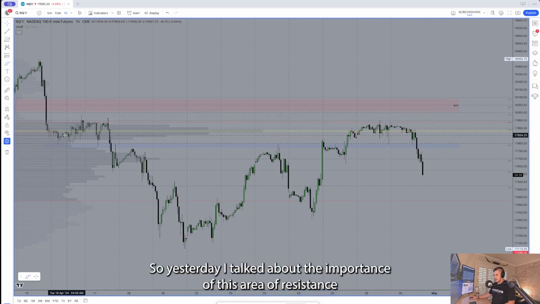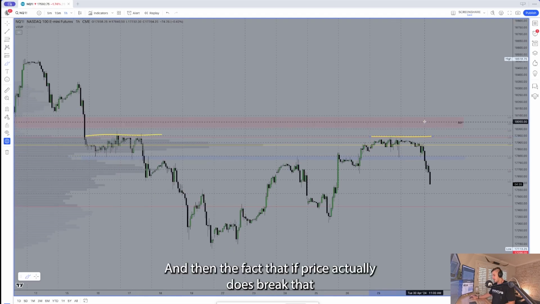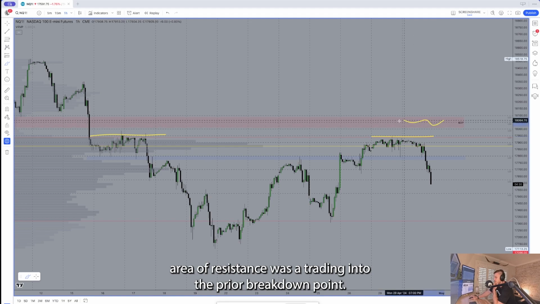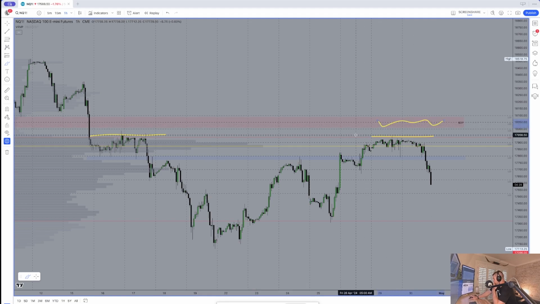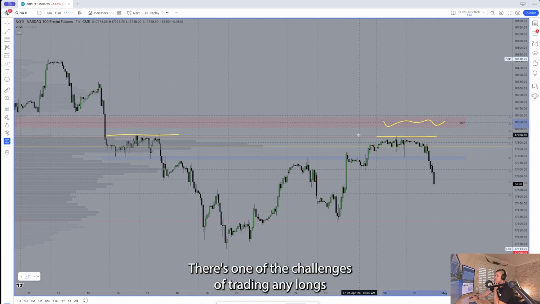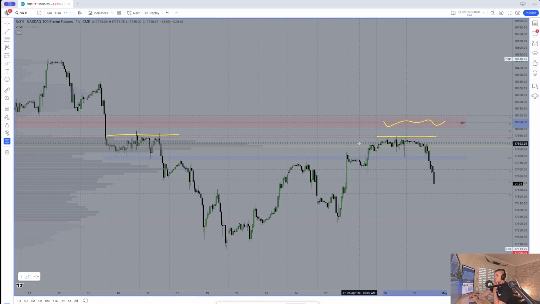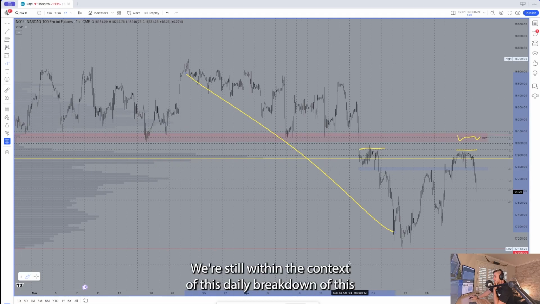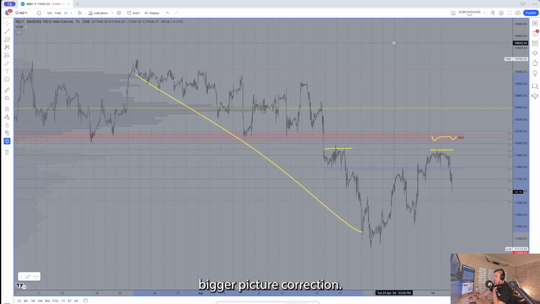Right? So yesterday I talked about the importance of this area of resistance right through here. And then the fact that if price actually does break that area of resistance, where is it trading into? Well, the prior breakdown point. There's one of the challenges of trading any longs within the context of a bigger picture correction, right? We're still within the context of this daily breakdown of this bigger picture correction.